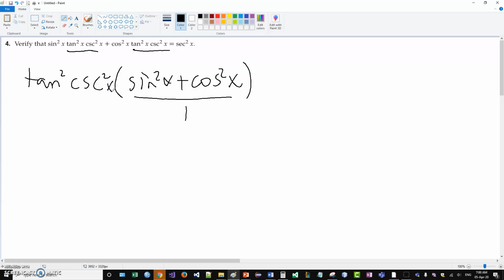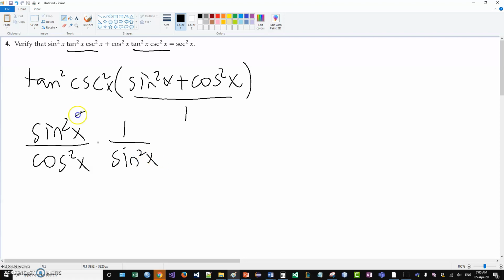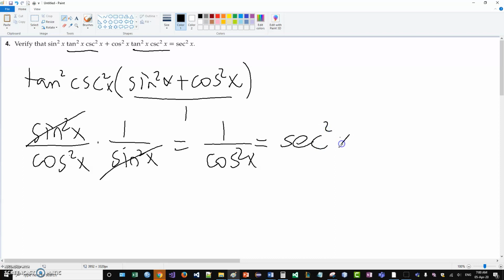So we're left with tangent square, which is sine square x over cosine square x, and cosecant square is 1 over sine square x. This goes out with this. 1 over cosine square x. 1 over cosine is secant, so this is secant square x. Pretty straightforward, which is the right side. Let's move on to another example. Pause the video and try to redo this yourself.